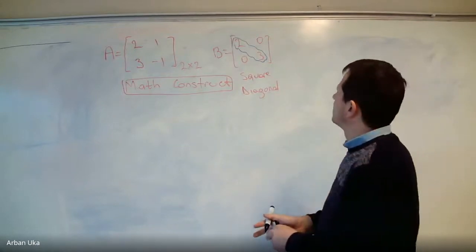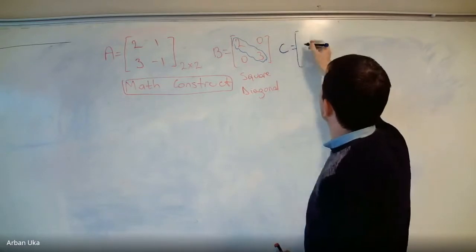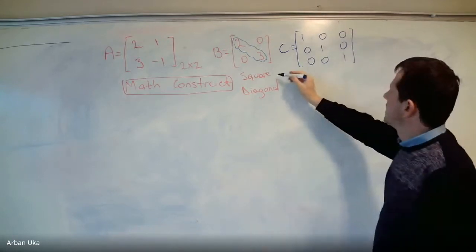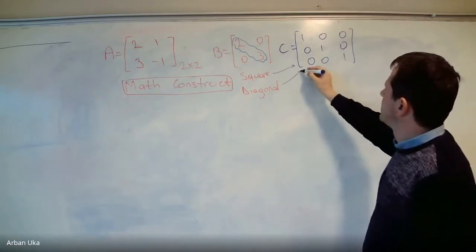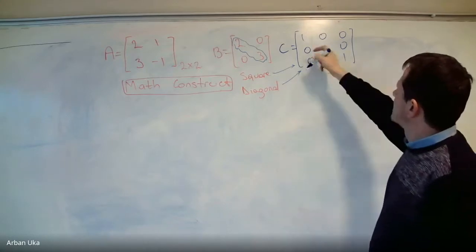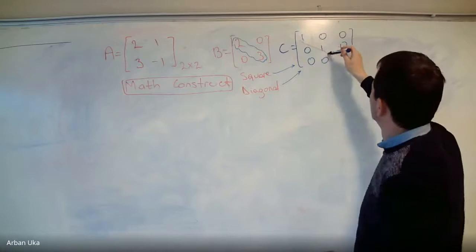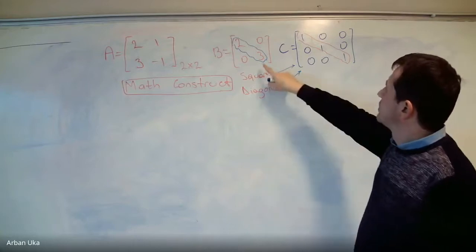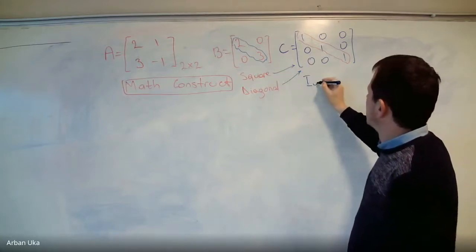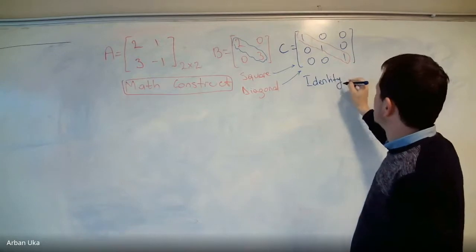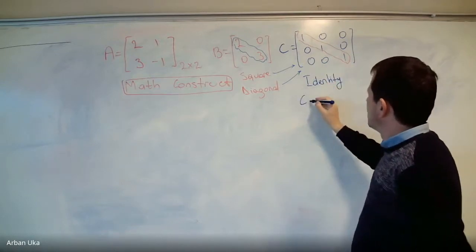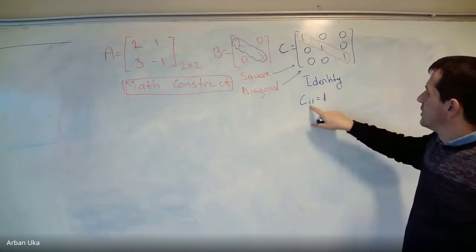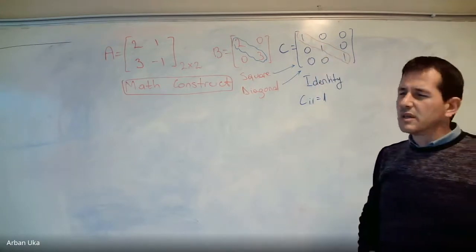Then we can have another matrix, C, equal to 1, 0, 0, 0, 1, 0, 0, 0, 1. This is again a square matrix. It is a diagonal matrix, because all the off-diagonal terms are all 0. The difference between this and the previous one is that this is also called an identity matrix. An identity matrix is when C_ii is equal to 1. This means that when the two indices are equal, the entry is 1.